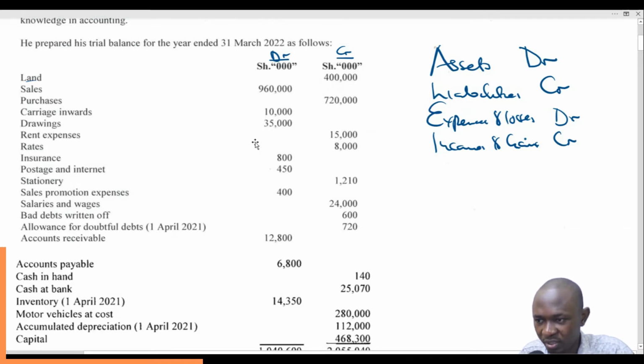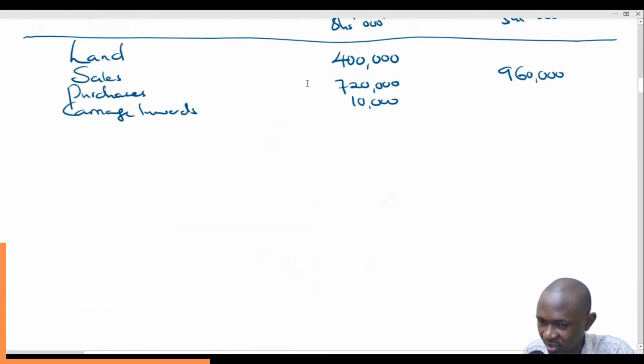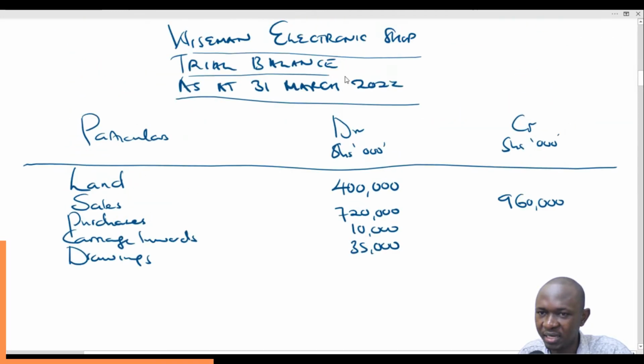Okay, then drawings. Drawings is a loss to the business because the owners are taking some money from the business. So it's a loss to the business. The business is losing this money. Basically, it's capital. So drawings 35,000 will appear on the debit side.